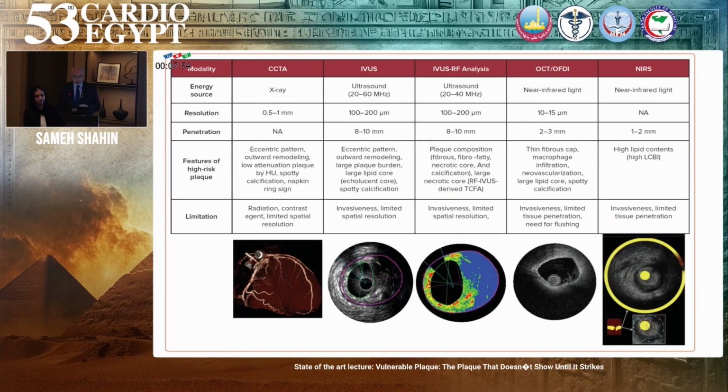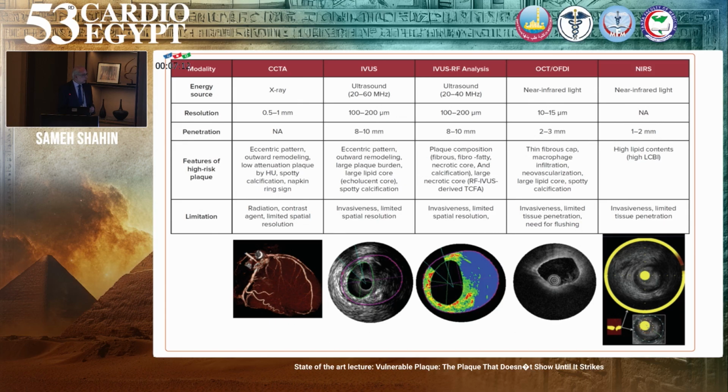So these are the tools, if you wish, that we can use to diagnose a patient with vulnerable plaque. Of course, CT is a non-invasive tool, which I think all of us would prefer to have to diagnose such criteria of being vulnerable. By CT, we can diagnose an eccentric pattern, outward remodeling, low attenuation plaque, and spotty calcification, and the most important is the napkin ring sign.